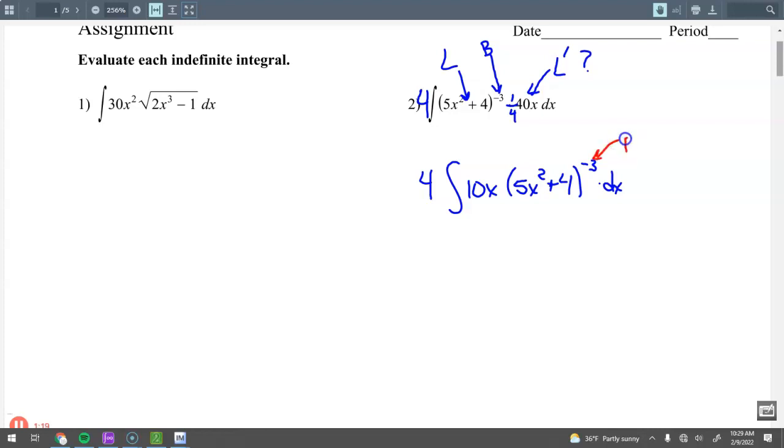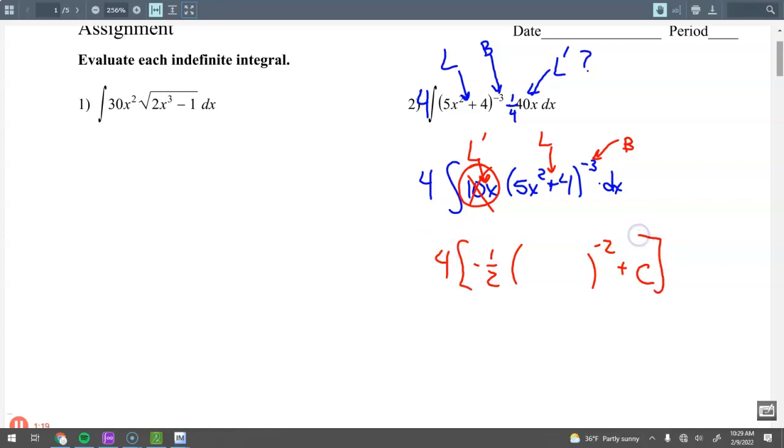So this is my big. This is my little. This is now my little guy prime. So what's going to happen to little guy prime? He goes away. Then I integrate the big guy. The big guy has a power. How do I integrate powers? I add 1, and I multiply by the reciprocal. I do still have that 4 out there. So it's -2. And then what happens to the little guy? The little guy stays.